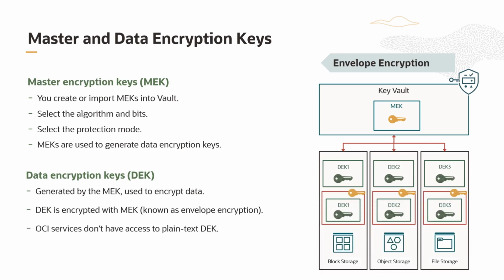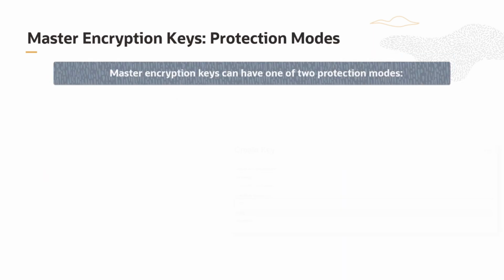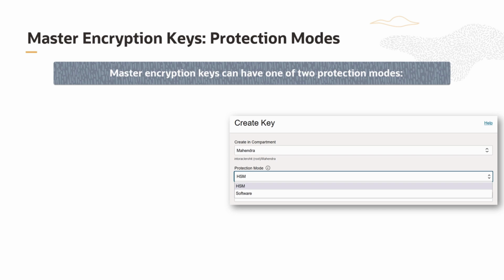OCI services such as block or file storage either use Oracle managed keys, or you can specify a custom master key from your vault for specific use cases such as one or more object storage buckets or a specific block volume. As noted earlier, when you create a new master encryption key, you decide on one of the two protection modes.